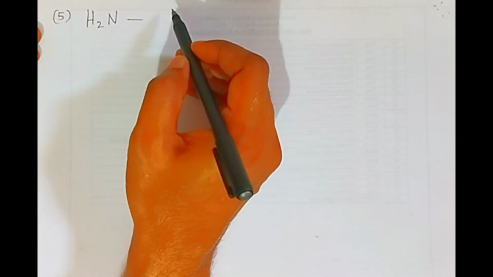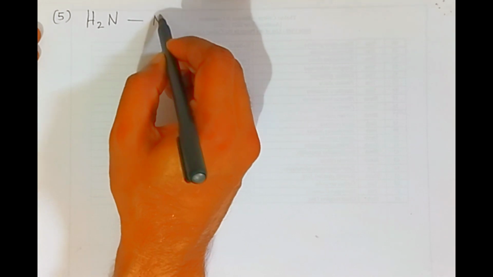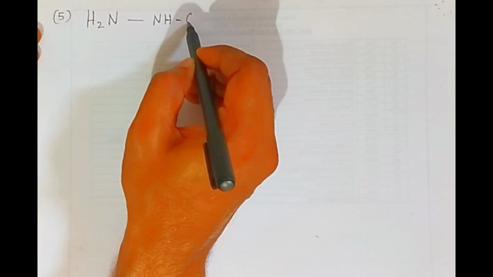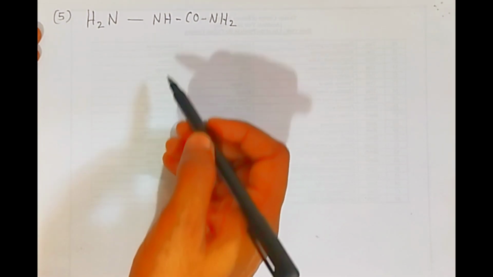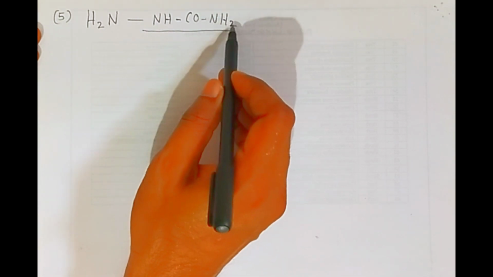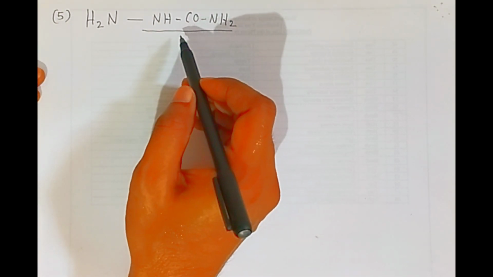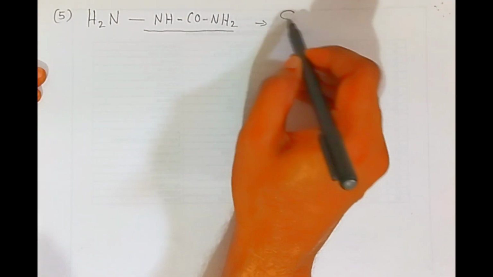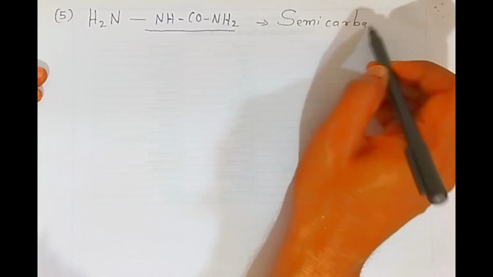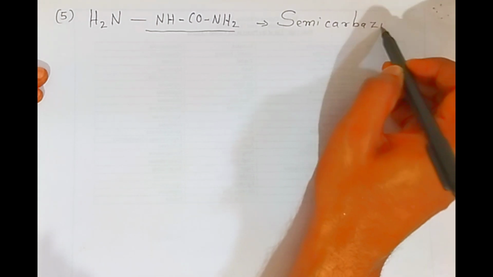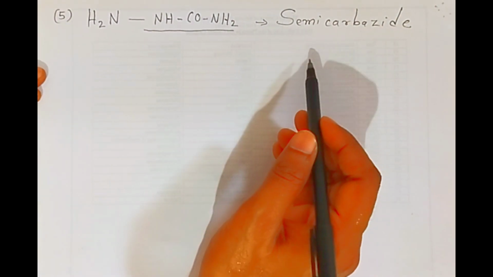The fifth ammonia derivative, students: when one of the hydrogens of ammonia we replace with an NH2 group, we call it semicarbazide. This is nothing but semicarbazide. So this is the ammonia derivative, students, semicarbazide.